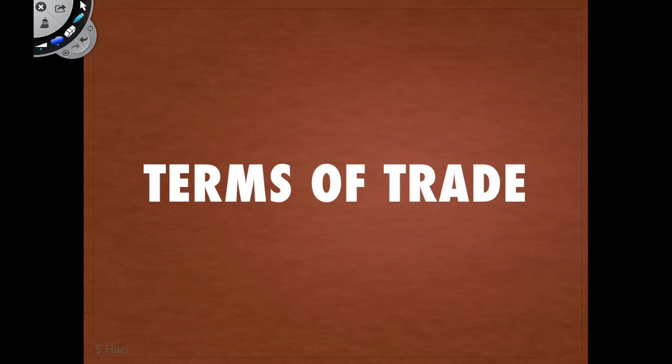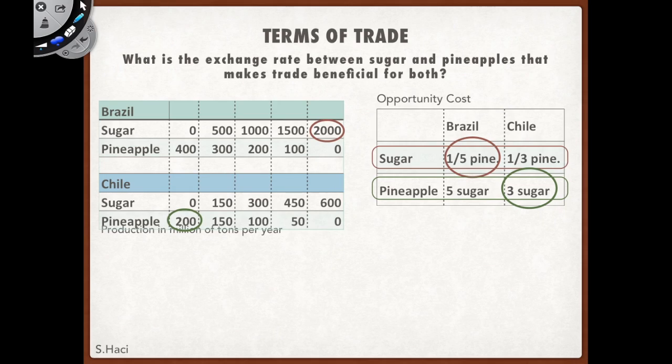Terms of trade. Now we have to exchange the goods and services. Right now, Brazil has all the sugar and Chile has all the pineapples. But we know that both countries want sugar and pineapple. See, Brazil was making some sugar and pineapple as well as Chile. So they both want both products. So how do we exchange these two goods? What would be beneficial for each country?